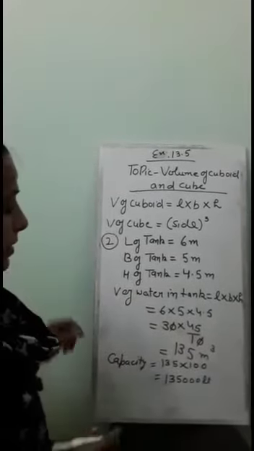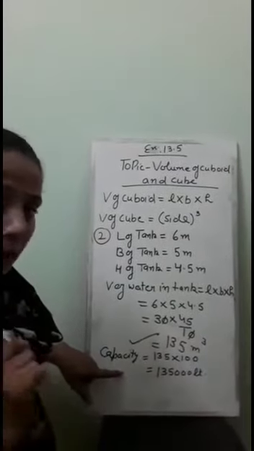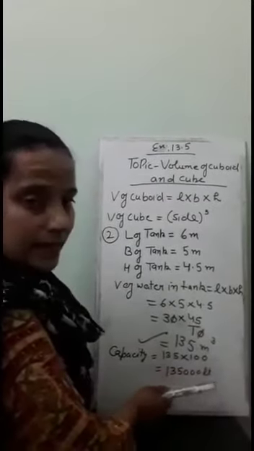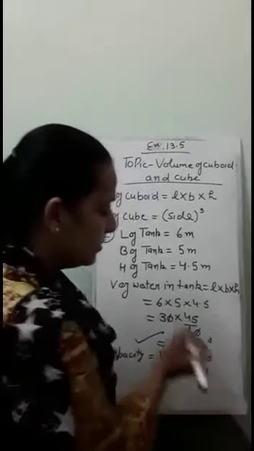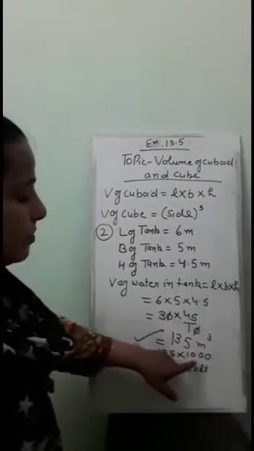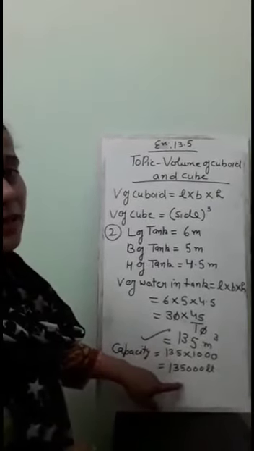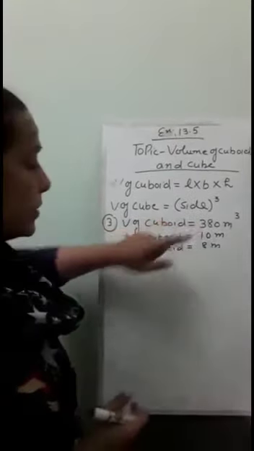Is it clear? Now we will find capacity. Capacity means changing meter cube into liters. We will multiply the answer with 1000. 135 into 1000. Answer is 135,000 liters.